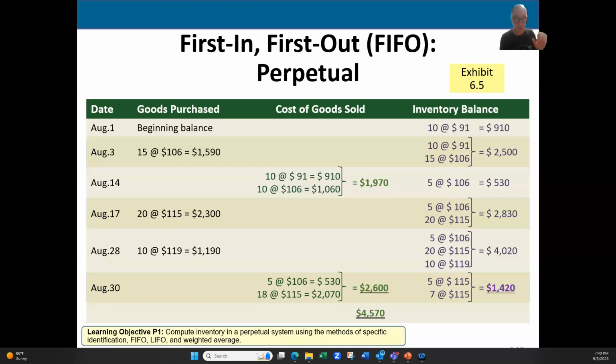Let's look at the ending inventory. I got 5 bikes left at $106. Because remember, I sold through the beginning balance because that's what I started with. Plus, I sold through most of that first purchase, which tells me whatever I'm left with. In this case, I'm left with 5 bikes. I purchased them for $106 a piece on August 3rd, gives me an inventory balance of $530. First in, first out.